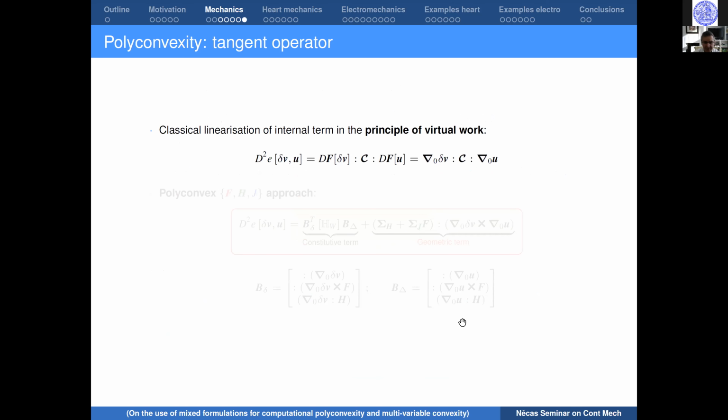From the point of view of the tangent operator, which again is very useful for Newton-based methods, this is the classical way the tangent operator would be obtained.